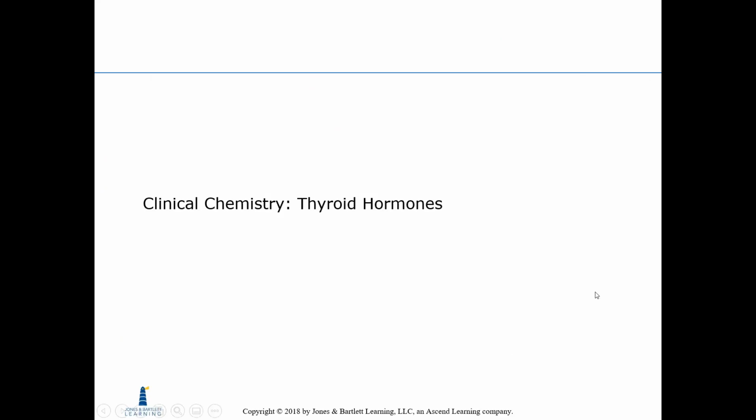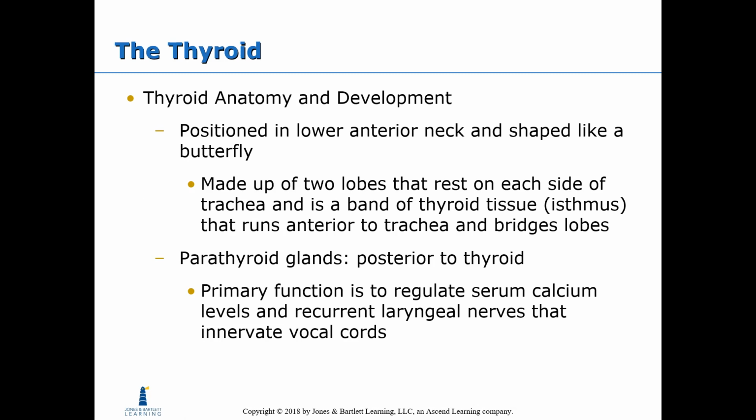Clinical chemistry, thyroid hormones. The thyroid is positioned in the lower anterior neck and it's shaped like a butterfly. It's made up of two lobes that rest on each side of the trachea, and a band of thyroid tissue, the isthmus, runs anterior to the trachea and bridges the lobes.